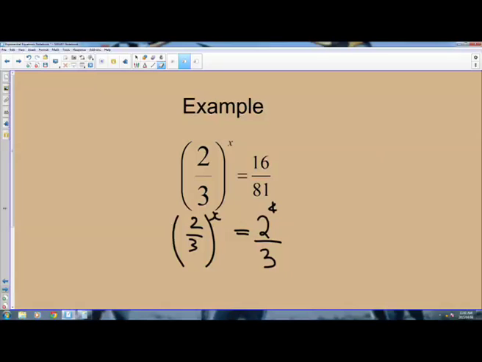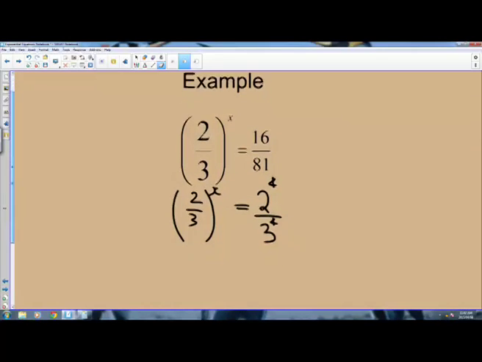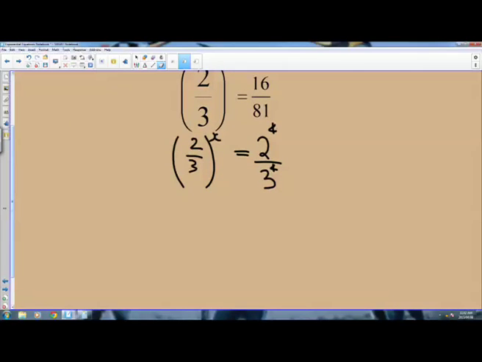3 times 3 is 9, times 3 is 27, times 3, that will give you 81. So this is 3 to the power 4. We multiply 3 four times to get 81. And then we have achieved the principle which says make sure that the bases on either side of the equal sign are the same. So this will be 2 over 3 raised to the power x is equal to 2 over 3 raised to the power 4.